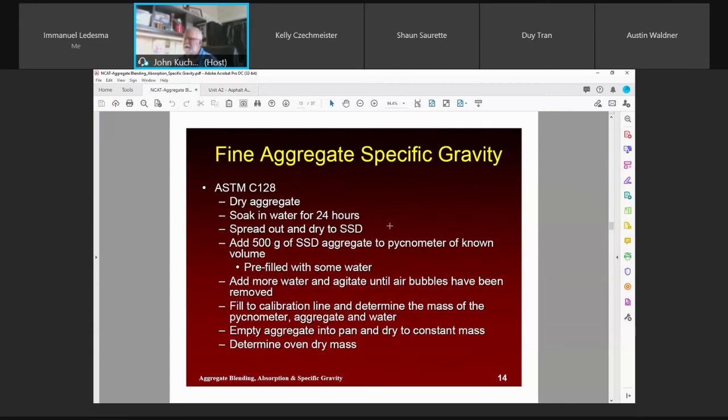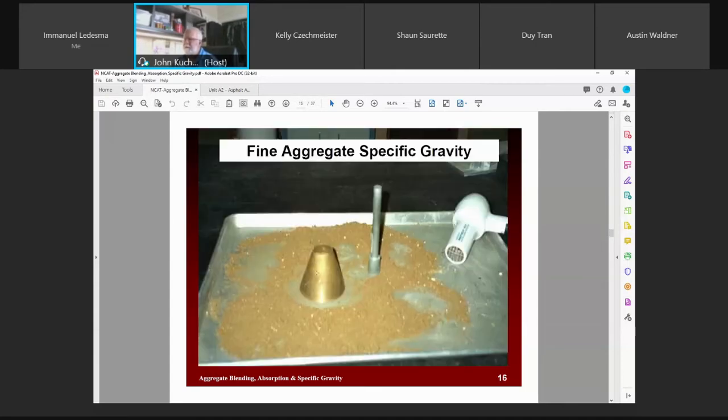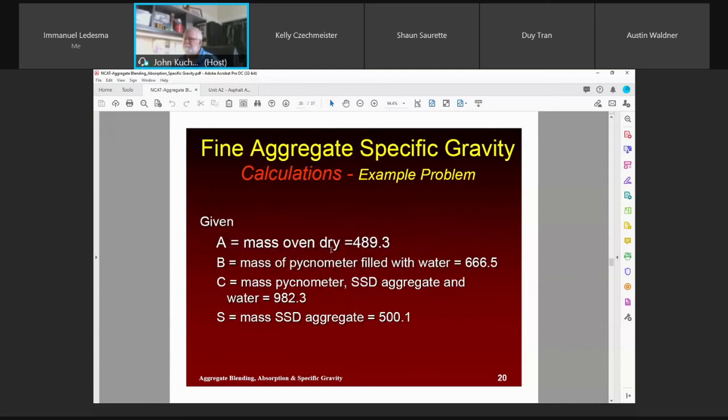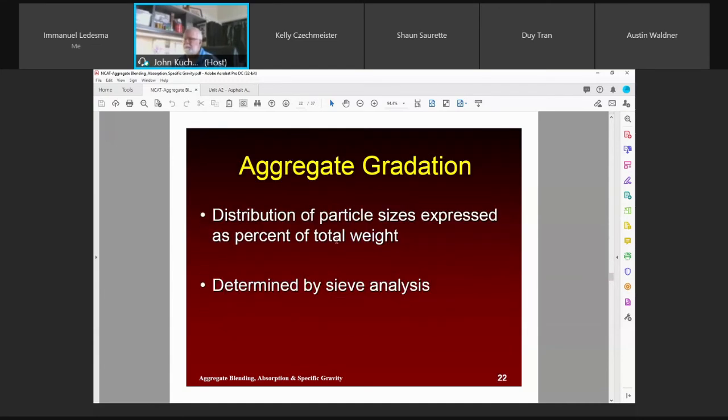Couple calculation examples here. Fine aggregate, remember you pound it in the cone, lift the cone up. So the tests are the same. Specific gravity test is the same. Distribution of particles determined by sieve analysis.